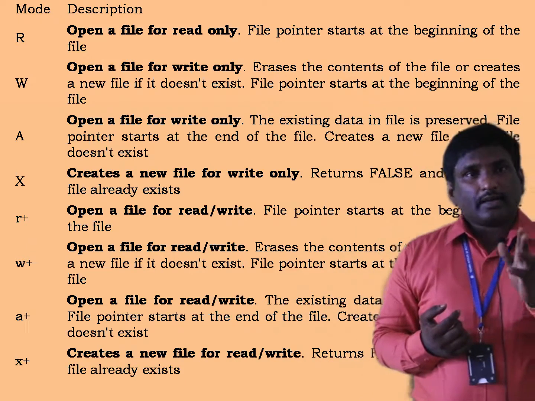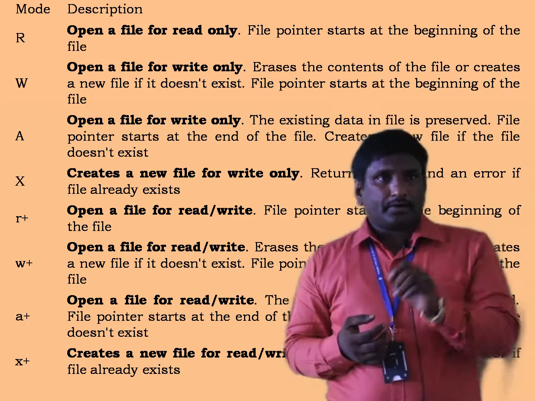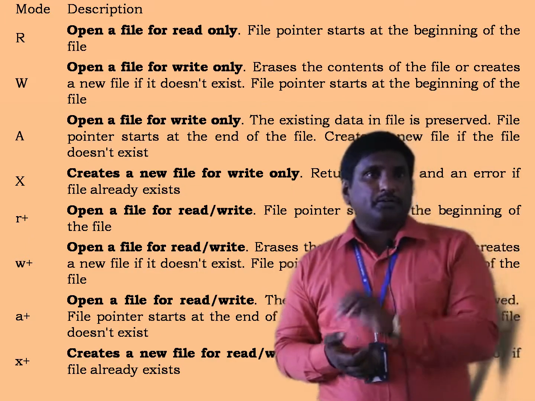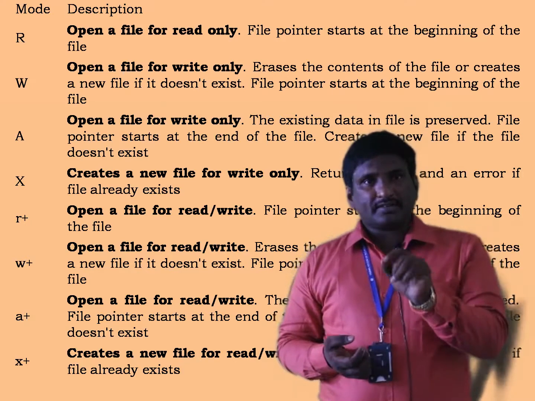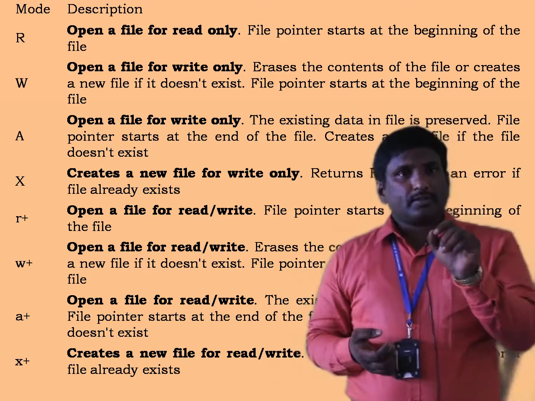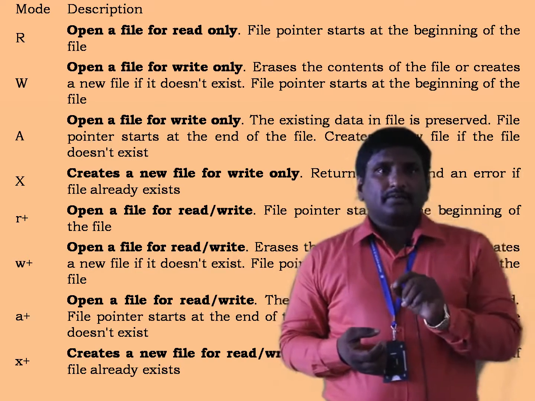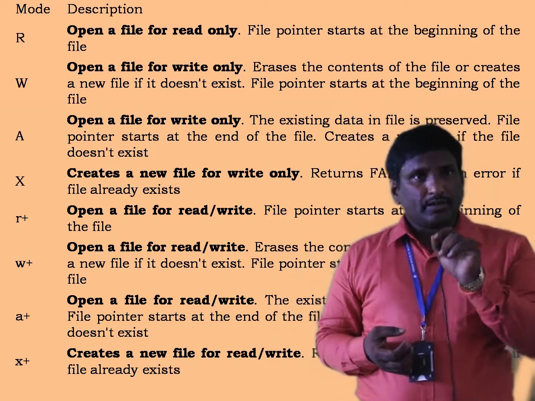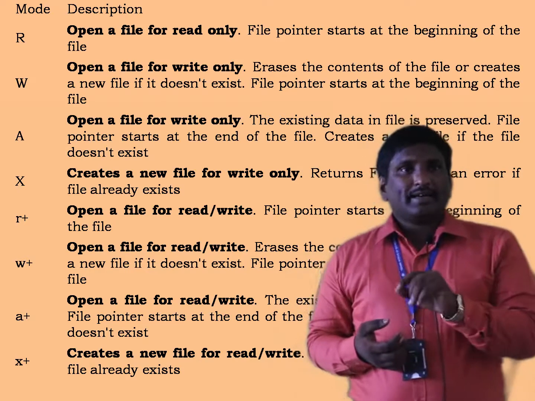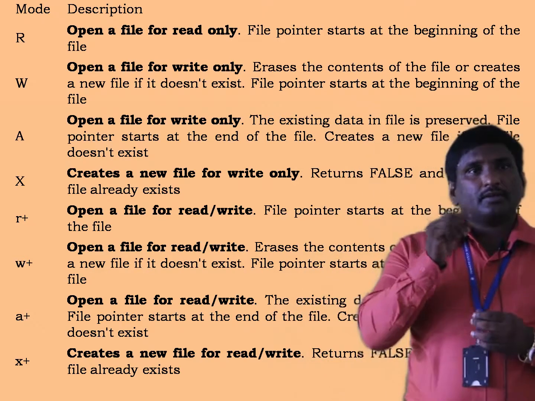So here I have given a table structure for mode and description. Here the mode r means read only, open a file for read only. So the purpose of opening the file is read only, and the file pointer starts at the beginning of the file. If you specify mode w, it means open a file for write only. It erases the contents of the file, or creates a new file if it does not exist. The file pointer starts at the beginning of the file.